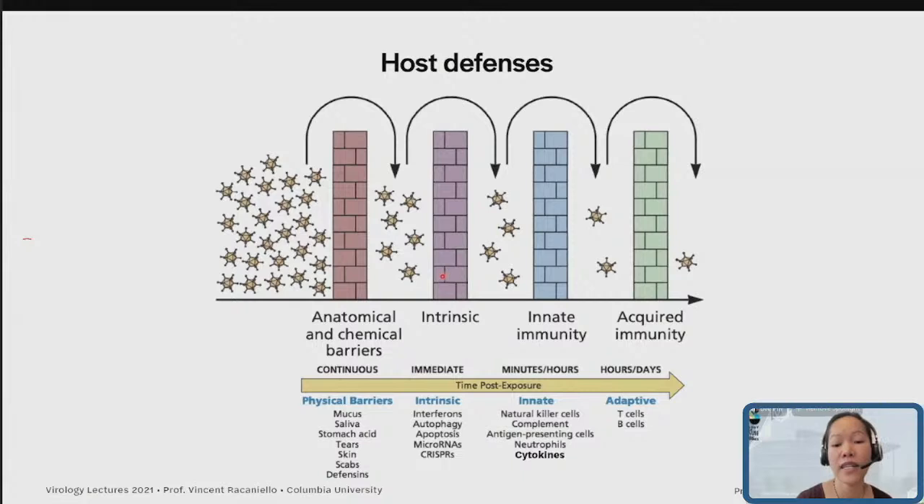Ang next na layer ng host defense ay tinatawag na intrinsic. Ito yung mga factors na nandito na sa katawan natin. Hindi siya mostly tinitrigger ng virus infection dahil nandun na sila, na-produce na sila ng cells. Ang examples ng mga intrinsic defenses ay, for example, yung RNA silencing, autophagy, CRISPR, apoptosis.